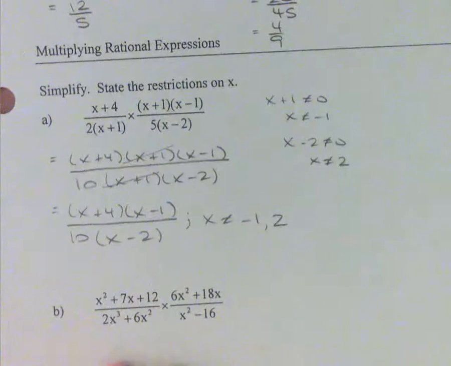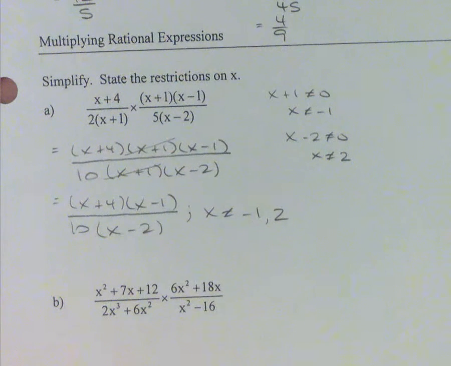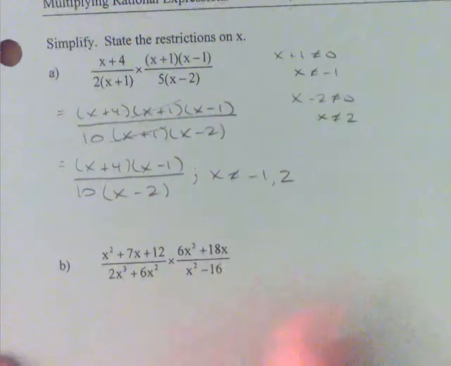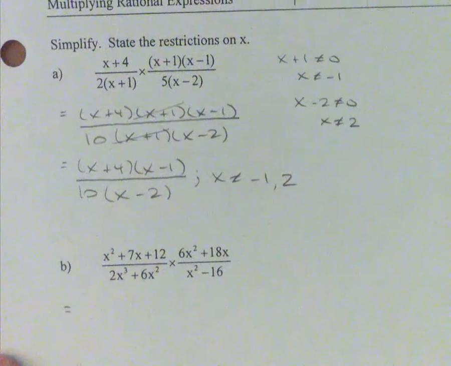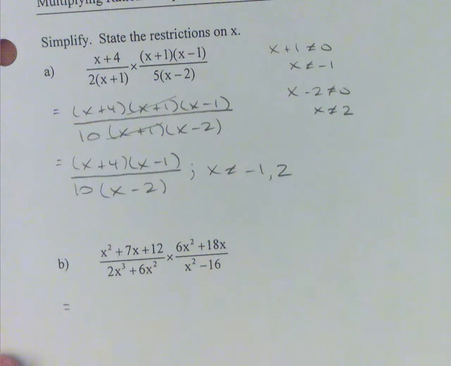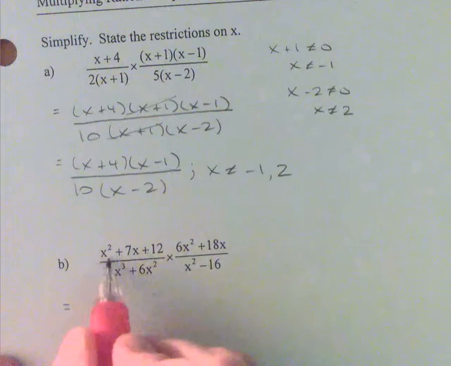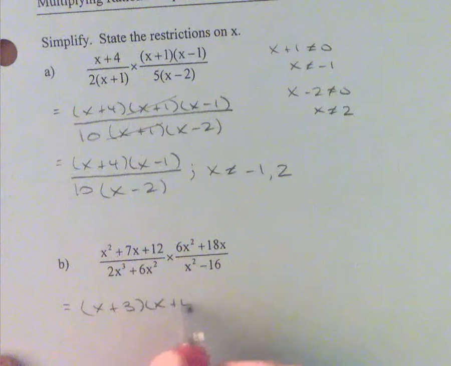If I look at this one, I check, is it factored? No. Then I do need to factor it first before I can multiply it. The reason why I know it's not factored is because there are plus signs between the terms. There needs to be multiplication between them. So I can factor this. I end up with x plus 3 and x plus 4.